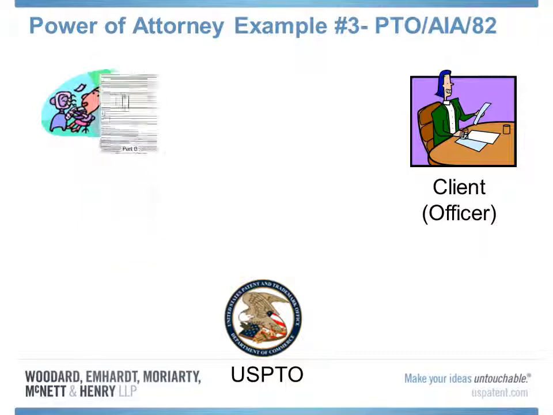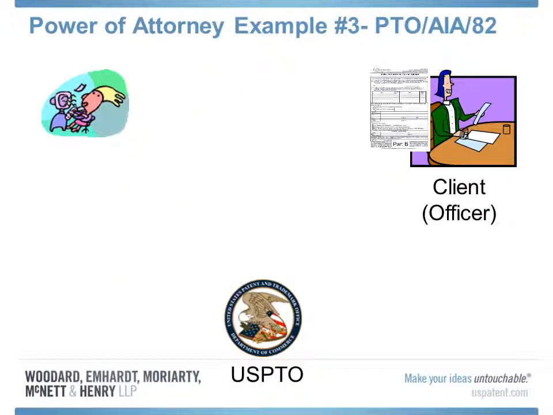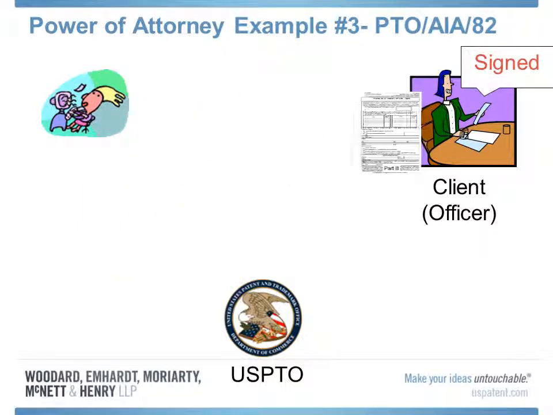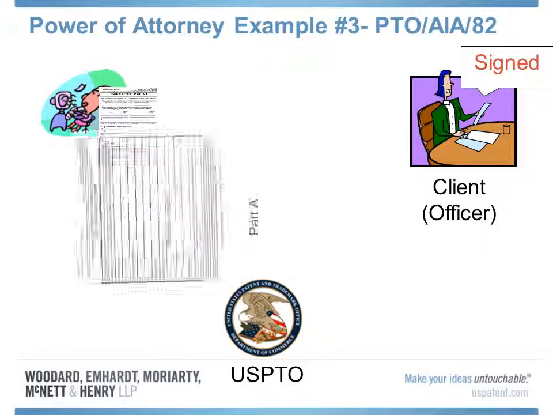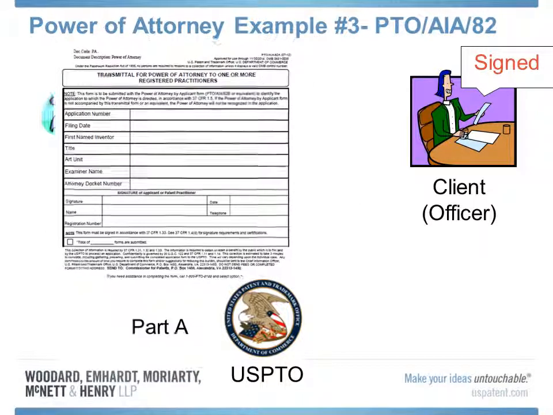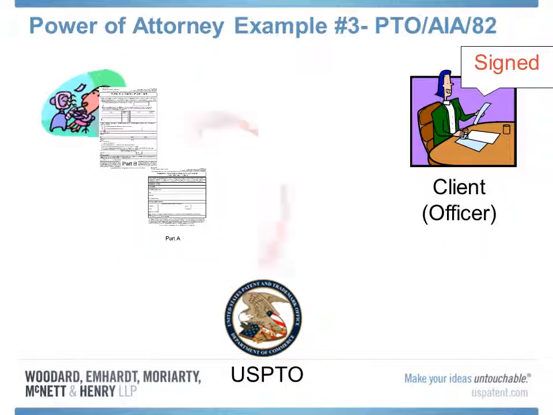So you prepare the Part B form. You send it to the client. They go ahead and sign it and send it back to you. And then what you can do is, for any application you file, you just prepare the Part A form with the application number, or if you're filing it with the application basically blank and just the title and our docket number on there. And you go ahead and prepare the Part A form, and you submit those to the patent office, and you got power of attorney. Kind of weird. All right. Let's do another example.